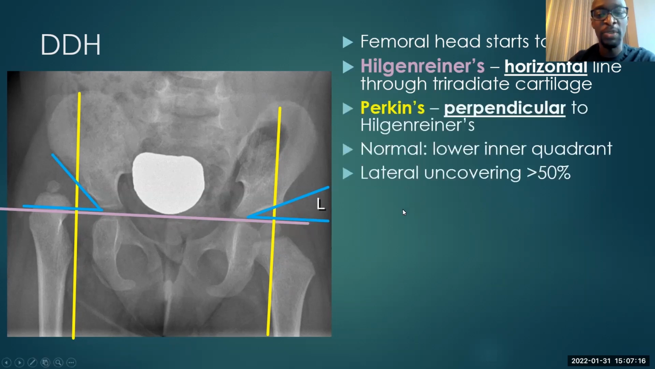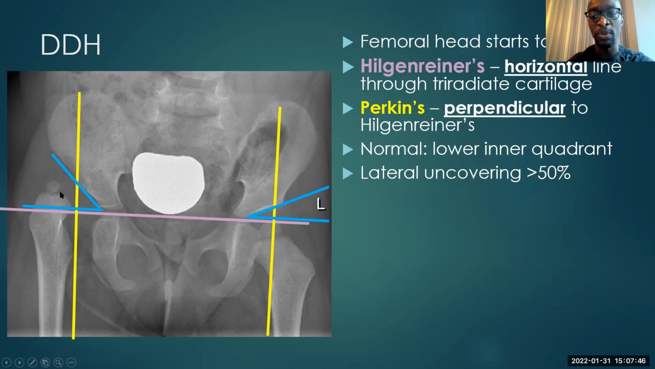So the next one you want to do is Perkins' line, which is perpendicular to Hilgenreiner's line. And this is one that you just drop along here, along the lateral aspect of the acetabulum. So if it's normal, you want your femoral head to be in the lower inner quadrant, just here. Whereas this one is clearly way out, it's in the upper outer quadrant.